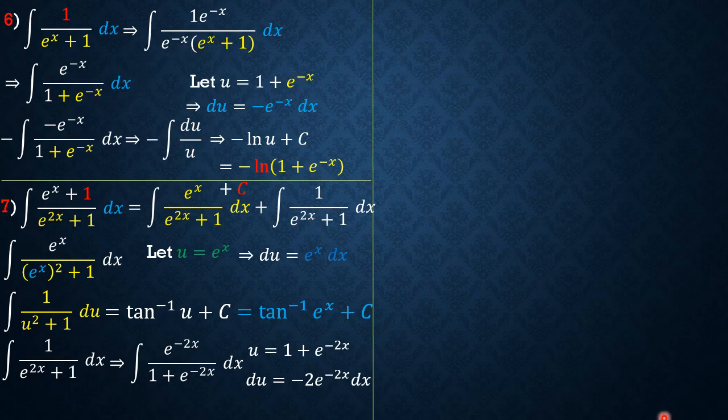You're going to see that the answer to our entire integral, the integral of e raised to the power x plus 1 over e raised to the power 2x plus 1, is simply going to be the first part, which is tan inverse of e raised to the power of x, then doing this, negative 1/2 times the natural log of 1 plus e raised to the power negative 2x, plus c. Great. That's it, guys.